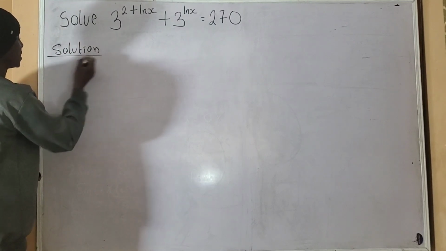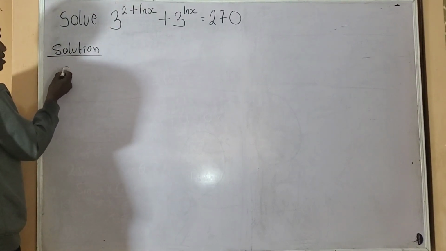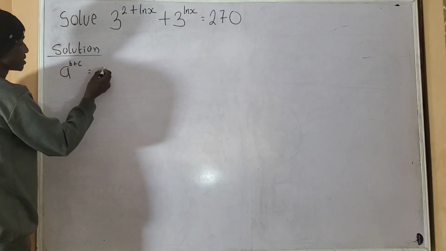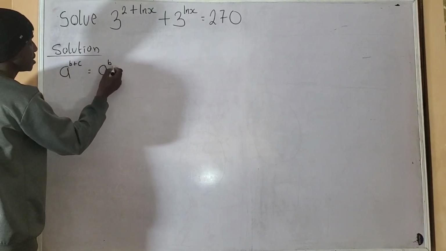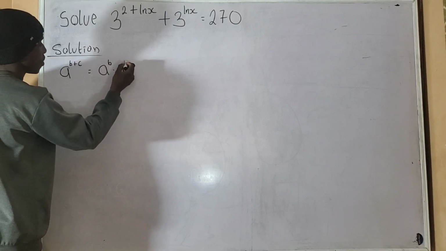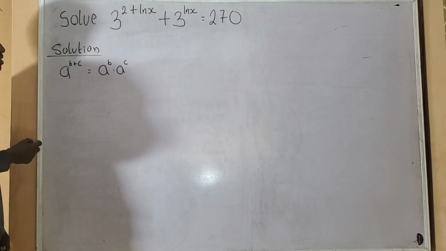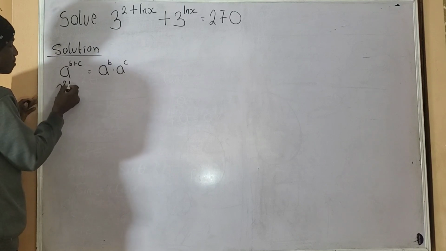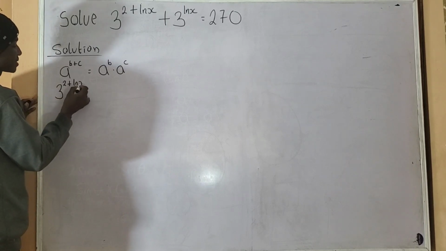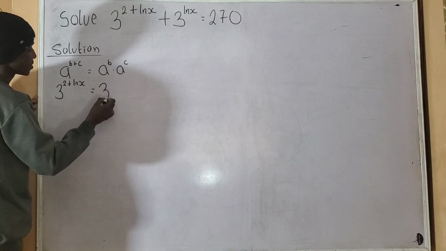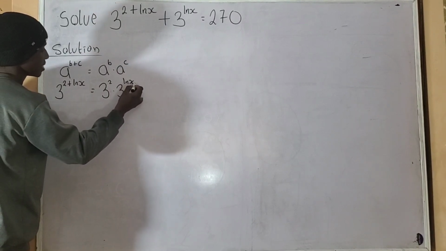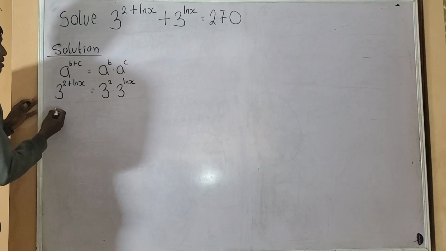Recall from laws of indices, if you have a raised to the power of b plus c, this can be written as a raised to the power of b multiplied by a raised to the power of c. Are you getting it? So that means 3 raised to the power of 2 plus ln x can be written as 3 raised to the power of 2 multiplied by 3 raised to the power of ln x. Let's also write out the equation.